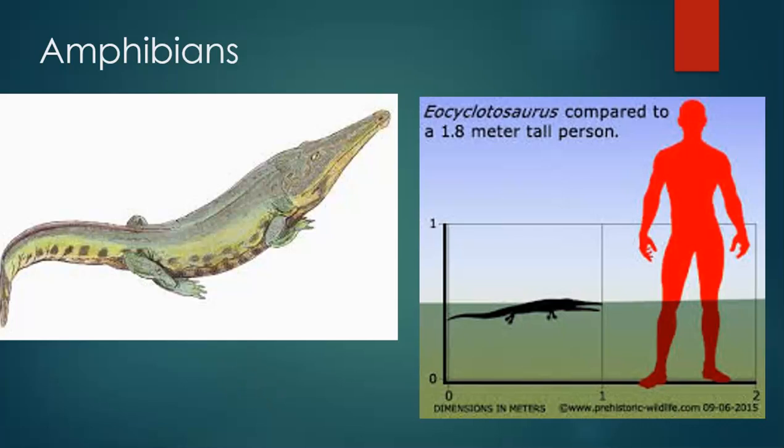So here are some of the amphibians we're looking at. Of course, you can see that there are some distinct differences between the ones that we have today versus the ones that existed here. Here we have a Eocyclodosaurus.